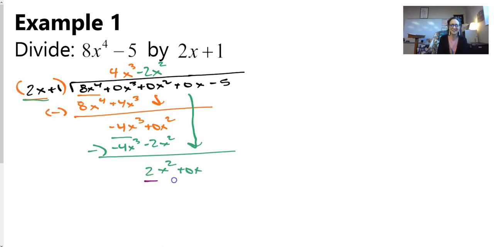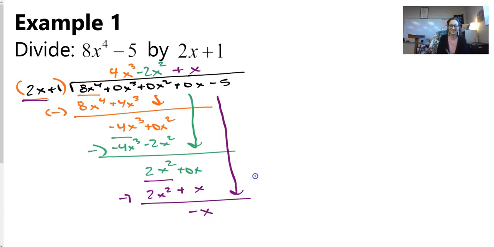So I've got 2x squared divided by 2x. What am I going to get there? Just a 1x, right? So plus 1x. Now I take the purple piece and distribute it through to this binomial, this 2x plus 1. So I'm going to get 2x squared plus x, right? What's my next step? Subtract. So these go away. Now I have 0x minus x. What do I get there? Negative 1x. What's my next step? Bring down the negative 5. Good deal.